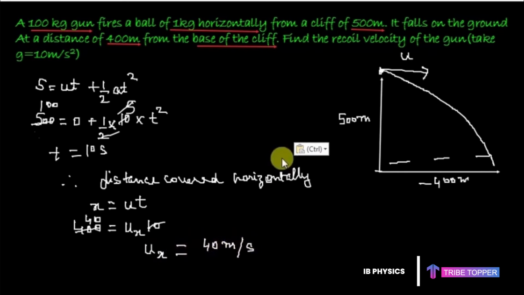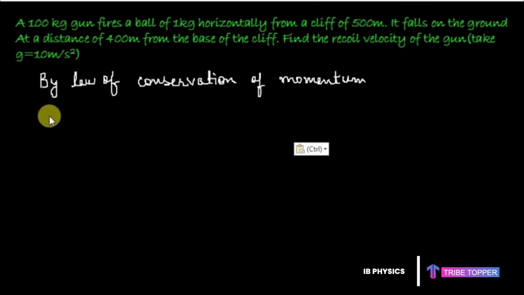Now to find the recoil velocity of the gun, I will apply the law of conservation of momentum. By the law of conservation of momentum, m1u1 plus m2u2 is equal to m1v1 plus m2v2. That is, the total initial momentum would be equal to the total final momentum.